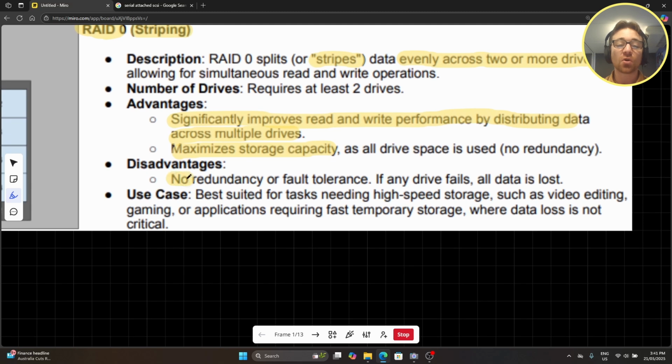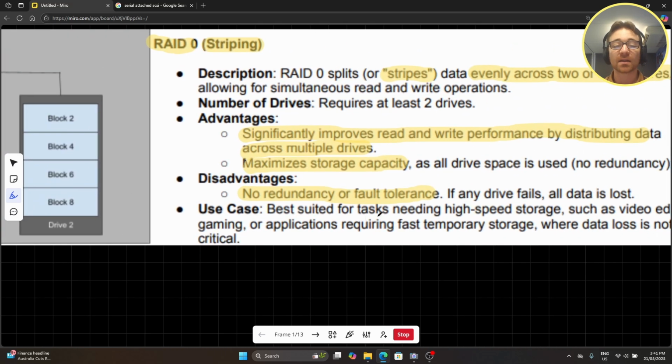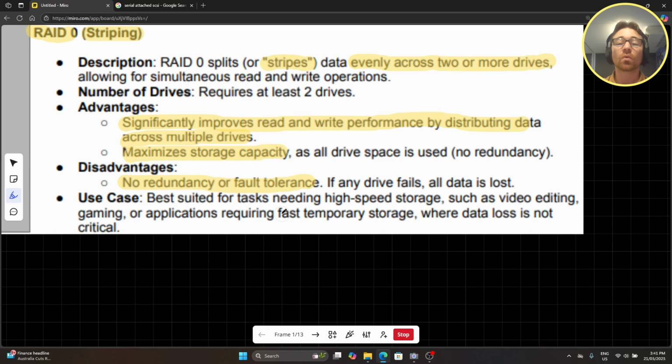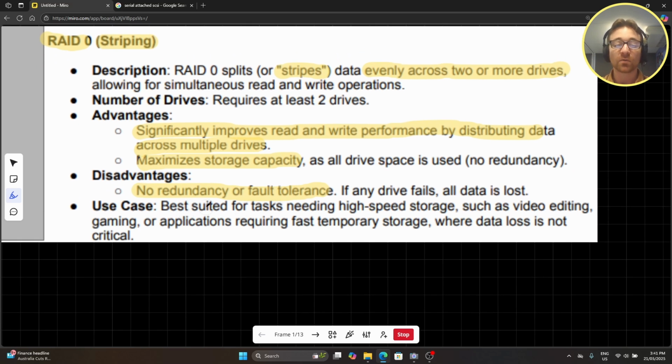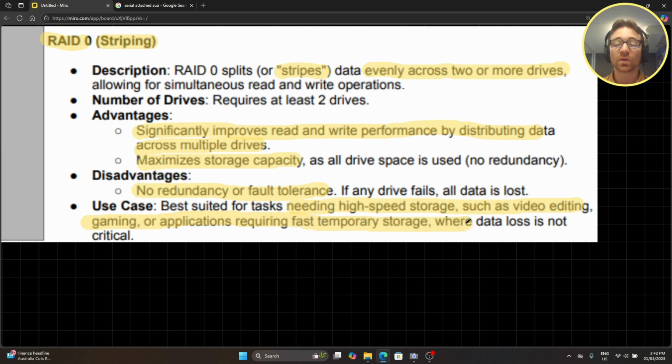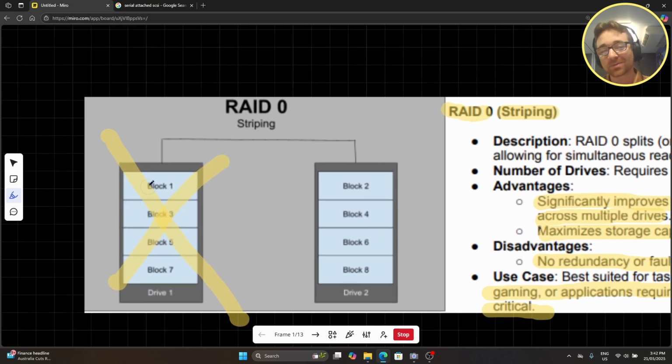However, there is no redundancy or fault tolerance, meaning, like we were saying, if we lose one drive, it's game over. That data is gone. All right. So when would we use RAID 0? We would use RAID 0 if we were doing tasks needing high-speed storage, maybe video editing, gaming, or applications requiring fast temporary storage where data loss is not critical. Okay, so if data loss isn't really a worry, RAID 0 is a good option. If we're concerned with data loss, we don't want to go with RAID 0.